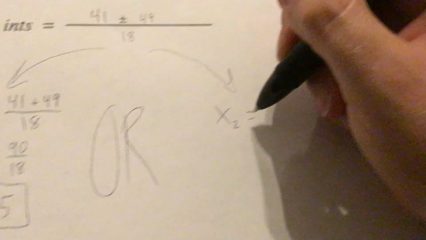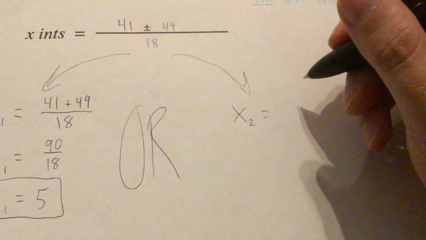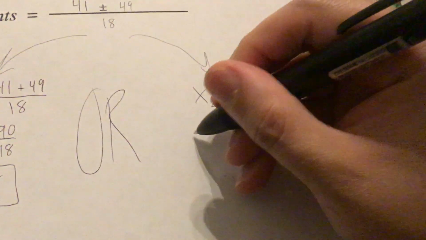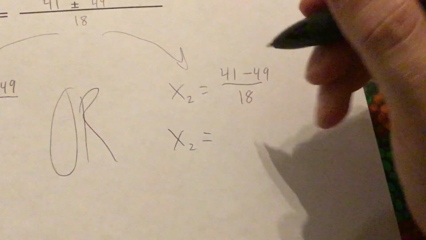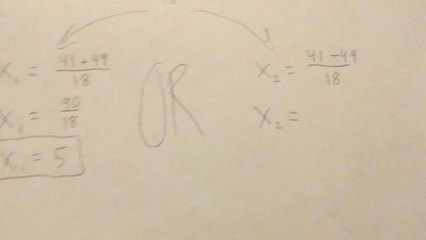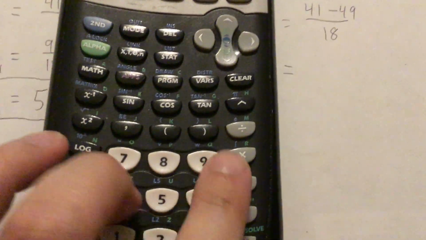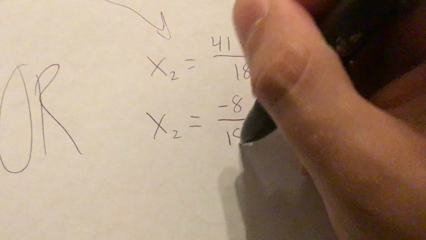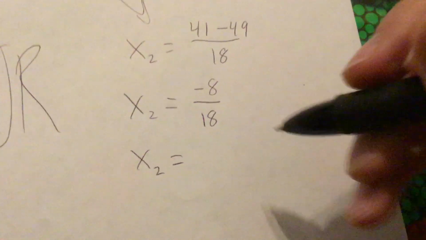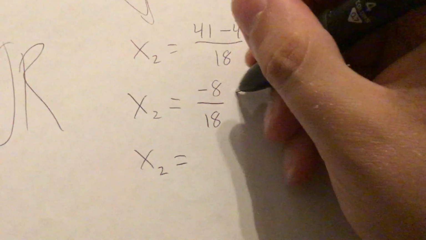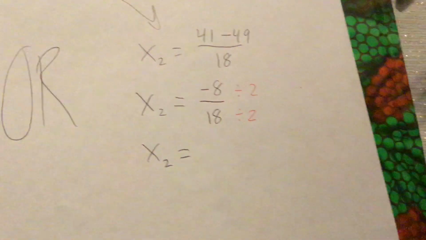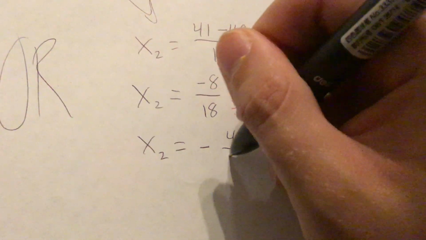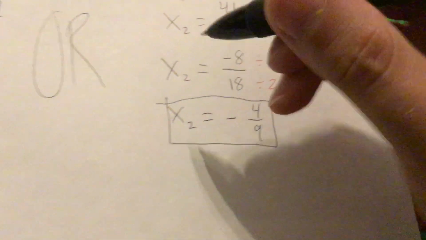Or x2. So we did 41 plus 49 over 18. Let's do 41 minus 49 over 18. So that's going to be 41 minus 49. That'd be negative 8, if I'm not mistaken. 41 minus 49, that'd be negative 8 over 18. So x2, I suppose I could simplify this by dividing the top and bottom by 2. So that'd be negative 8 over 18, which would be negative 4/9. And I'm okay with that. Just leave it as a simplified fraction.